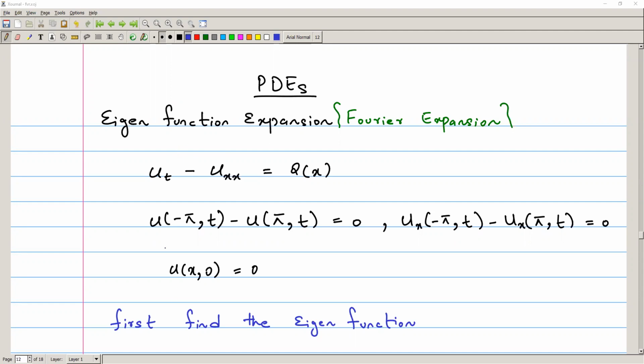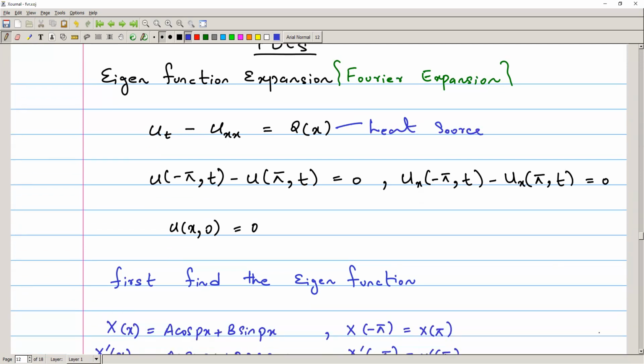Here we can see that the Robin boundary conditions are given for the particular non-homogeneous heat equation with a heat source. The boundary conditions are Robin boundary conditions, which are the weighted sum of the Dirichlet and Neumann boundary conditions. The initial condition is given as u(x,0) = 0. Now we are going to expand in the eigenfunctions.